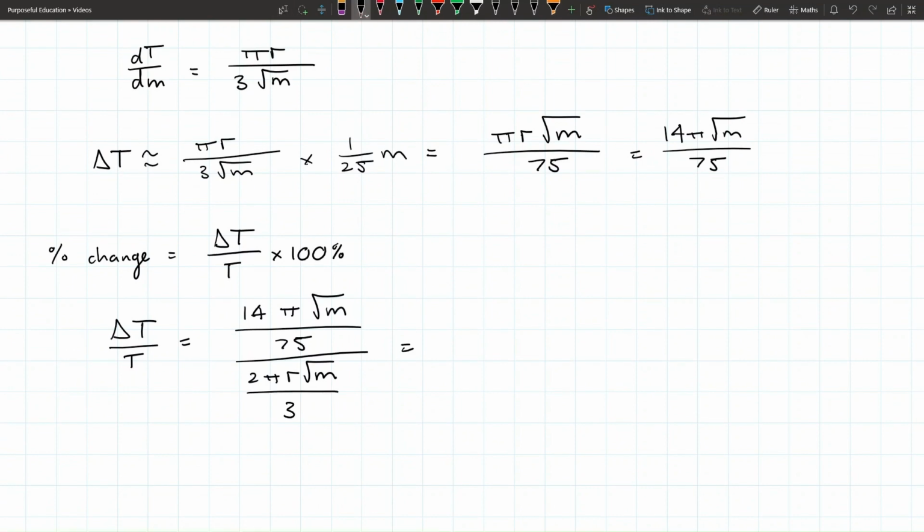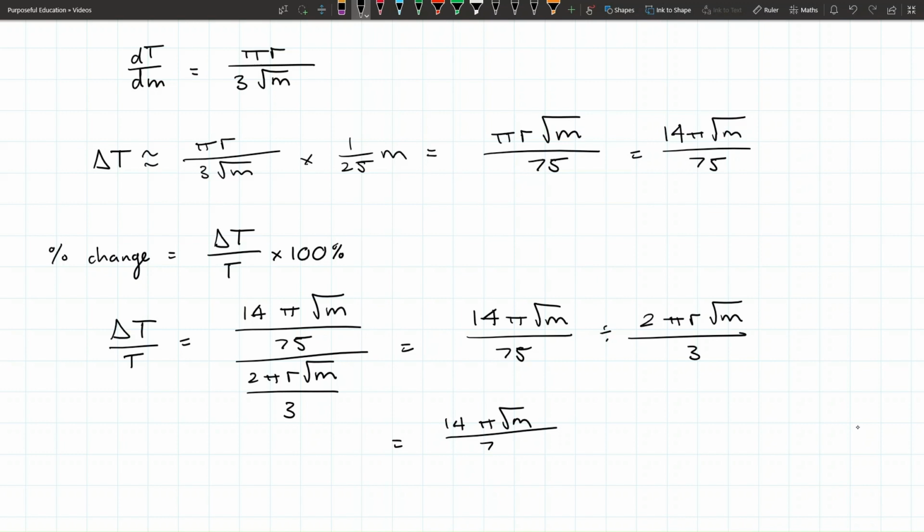We can simplify this by putting it as 14 pi square root of m over 75 divided by 2 pi r square root of m over 3. Flipping the fraction and multiplying, we get 14 pi square root of m over 75 times 3 divided by, and we'll sub in 14 for our r, so we get 28 pi square root of m on the bottom.